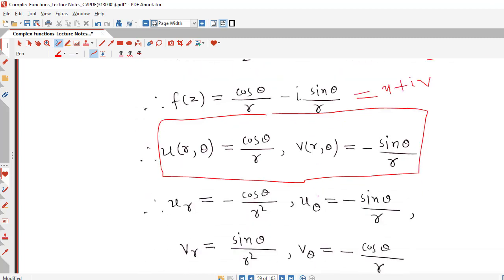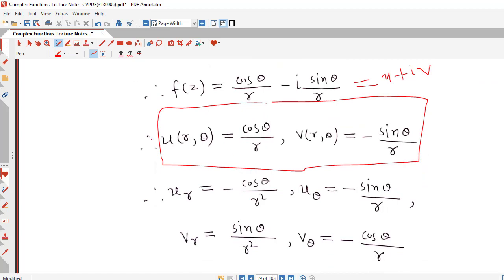In the next step we have to calculate partial derivatives. If I want to differentiate this with respect to r, I will consider cos θ constant, and the derivative of 1/r is −1/r². Similarly, if I want to differentiate with respect to θ, then I will consider 1/r constant, and the derivative of cos θ is −sin θ.